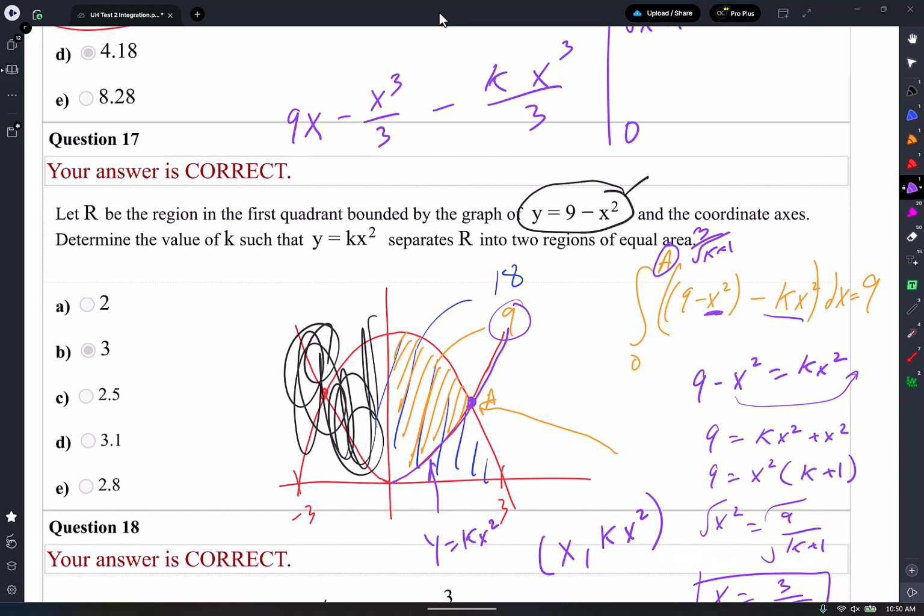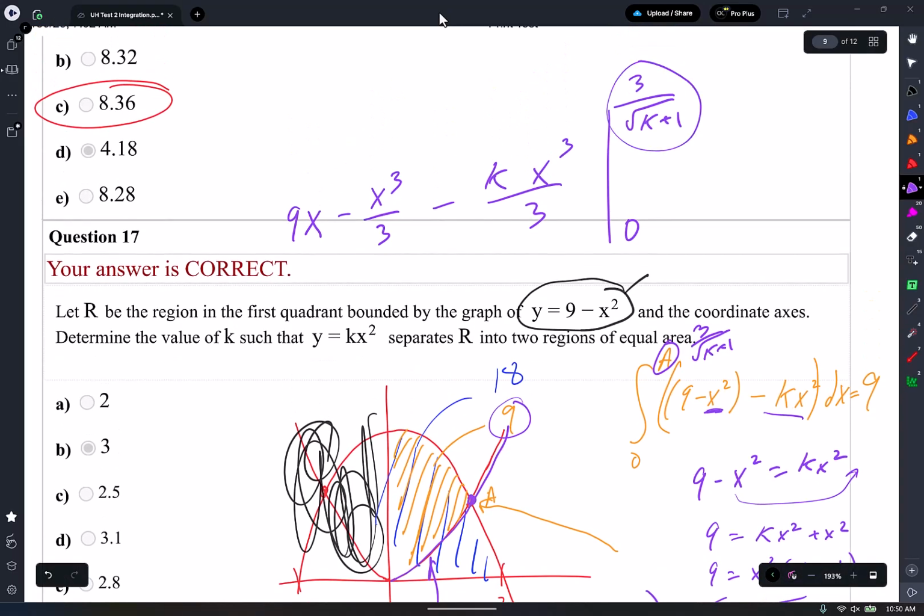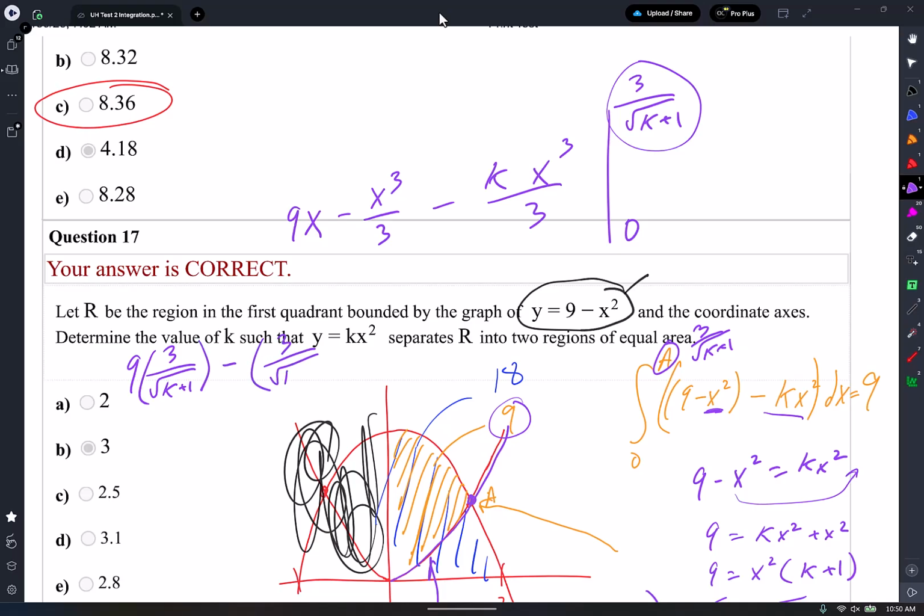So I'm going to plug in this expression. I'm going to have 9 times parenthesis 3 over the square root of k plus 1, close it, minus parenthesis 3 over the square root of k plus 1, close it, to the third power, minus k times parenthesis, remember this is all over 3, parenthesis 3 over the square root of k plus 1, close that, to the third power over 3.